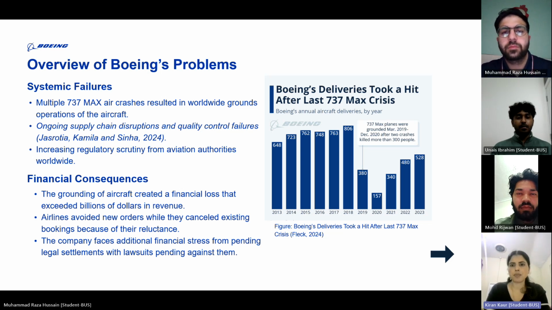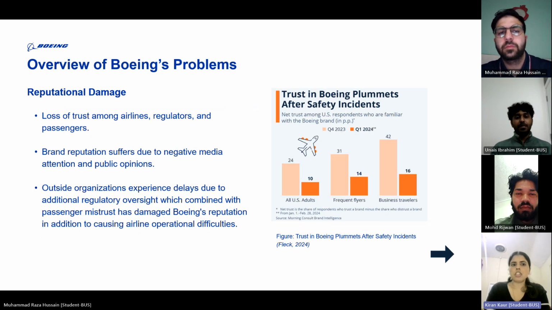after this crisis. In the next slide, we are talking about the reputational. After this crisis, they lost the trust among the airlines, regulators, and their passengers, and the brand reputation suffered due to the negative media attention and negative public opinion.